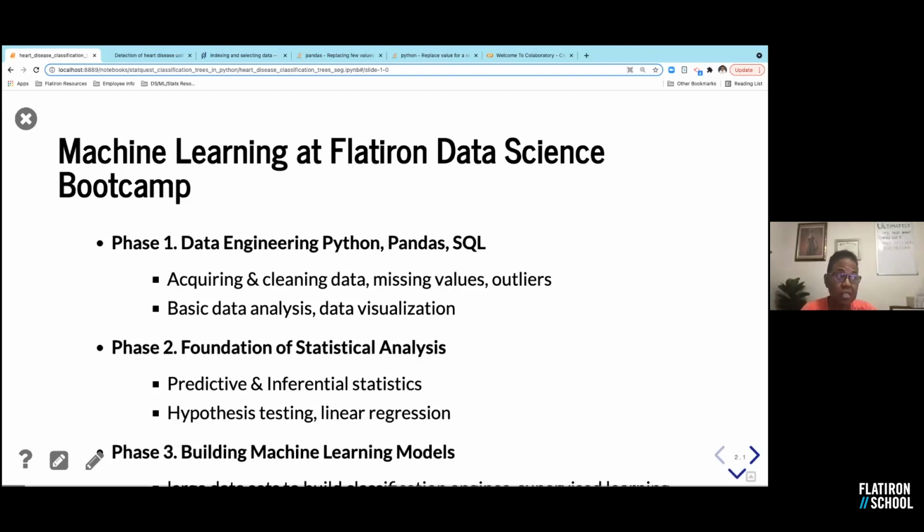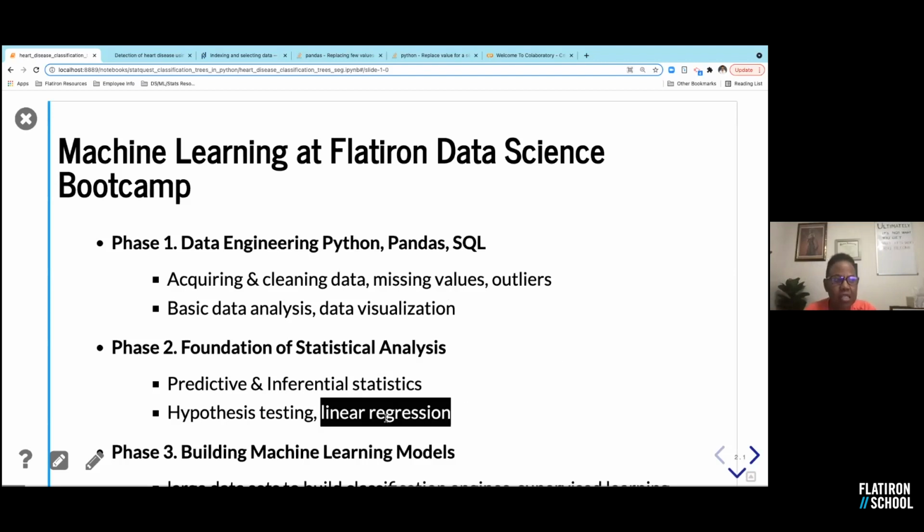And then in the second phase, that's where the statistics come in. Predictive statistics, inferential statistics, learn all about, do you remember your mean and your standard deviation and all that kind of stuff to help you understand the data a little bit better. Sometimes there is some hypothesis testing that's required, and you get introduced to your first model at this stage, which is the linear regression model.